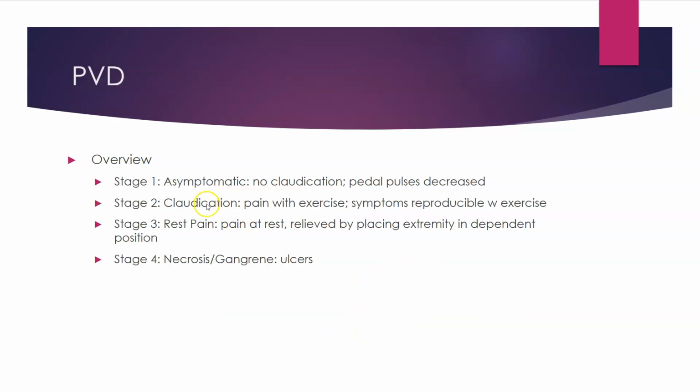So with PVD, often it's asymptomatic. No issues, no claudication, which is the pain in the calf that you feel. No decrease in pulses. Stage 2, you get claudication. So when they work out or exercise or do something strenuous, they feel that leg pain in their calf. It goes away, and it comes back with exercise. Stage 3, when they're resting, they have pain at rest. And then stage 4 is when it's severe enough that they're getting necrosis, gangrene, and ulcers.